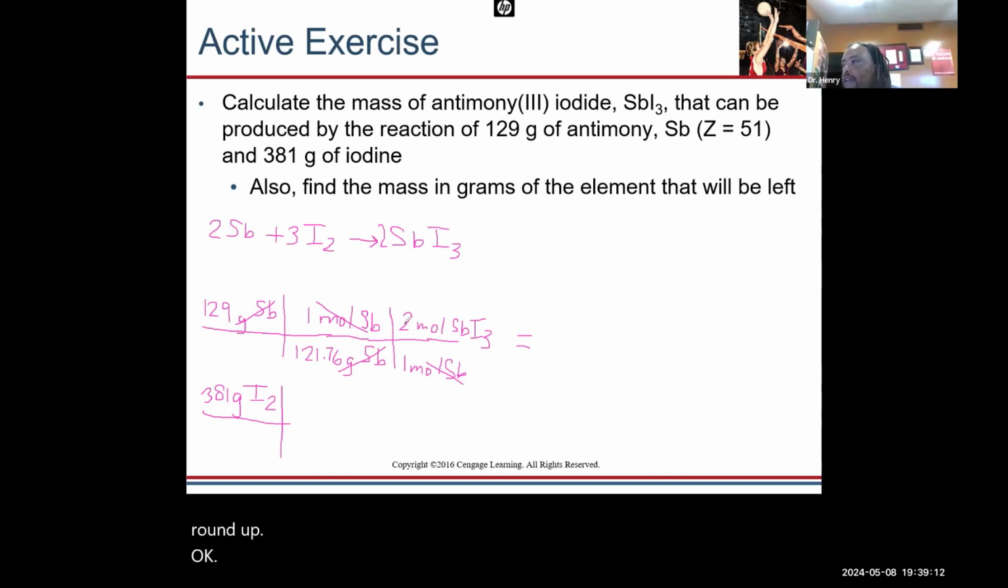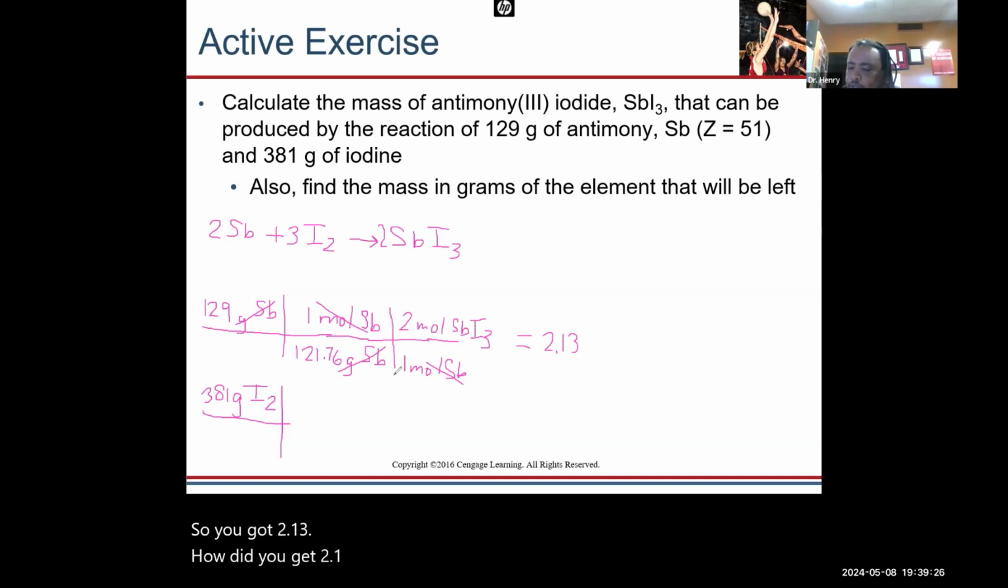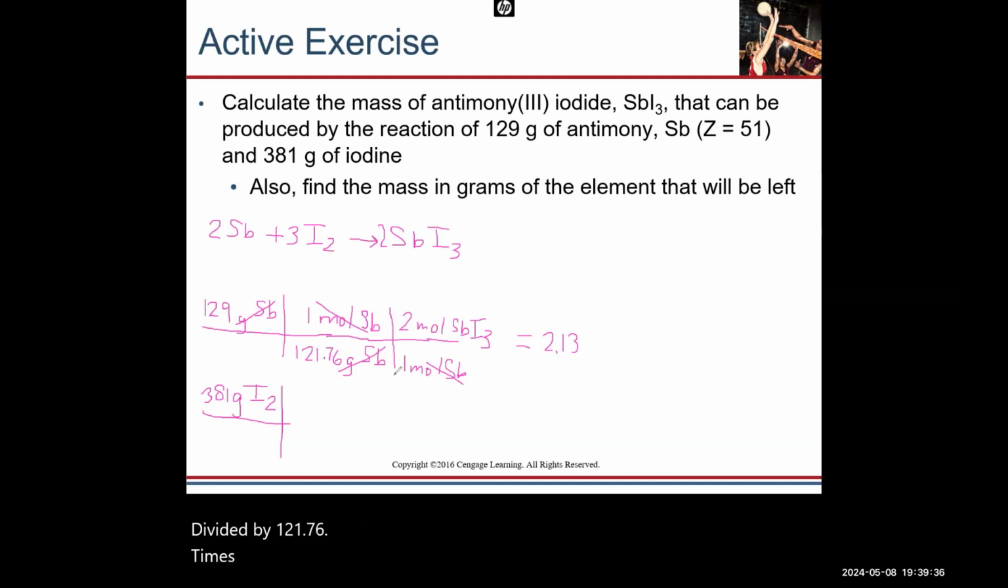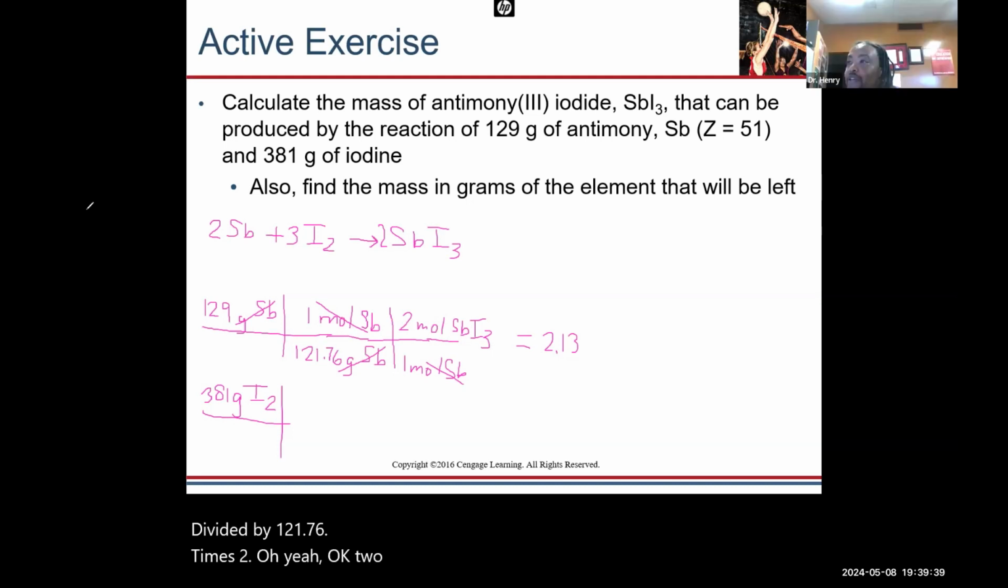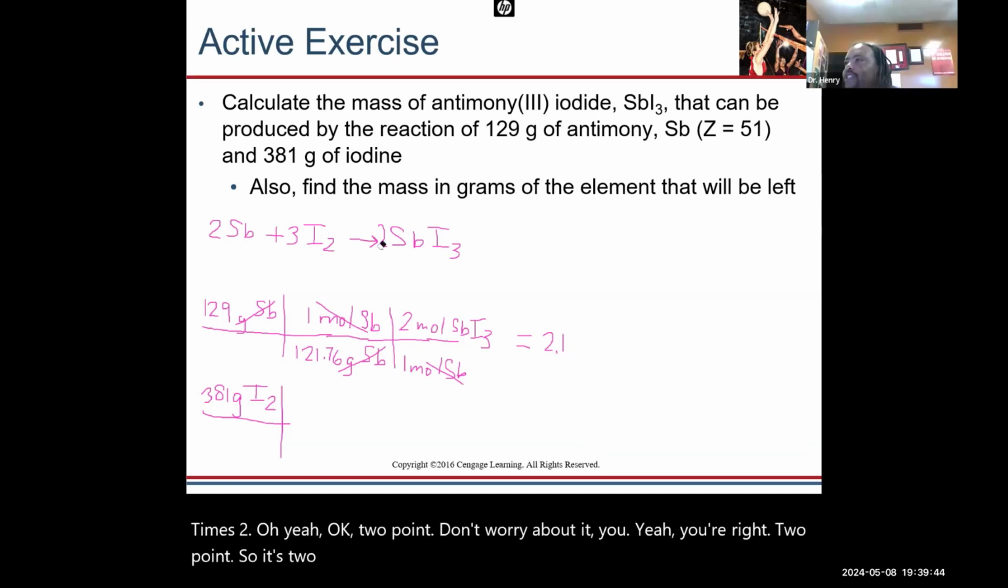So you got 2.13. Oh, it's 2.11, and then the 8 is the fourth digit. How did you get 2.11? 129 divided by 121.76 times... Oh, you're right. So it's 2.118. So then that'll be 2.12. And that's moles of SbI3.